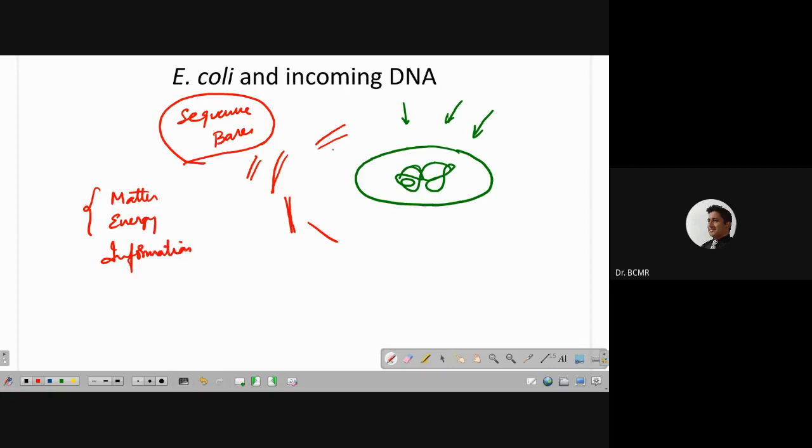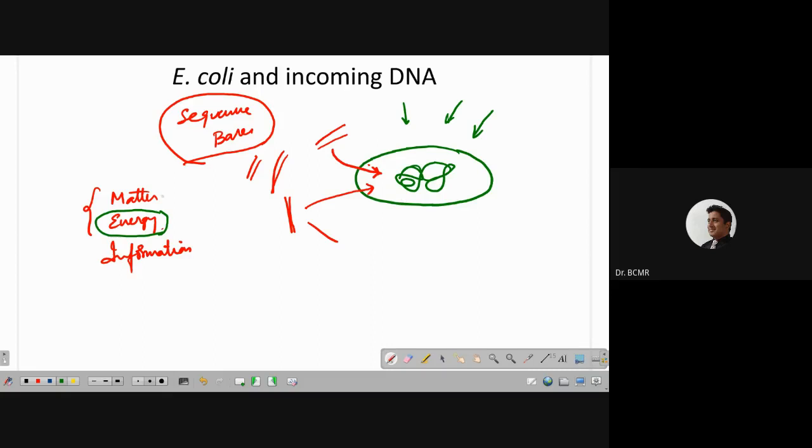So if these DNA molecules enter into the cell, what can they be used for? One thing is they can be used to derive energy and to fuel the metabolic processes of the bacterium.